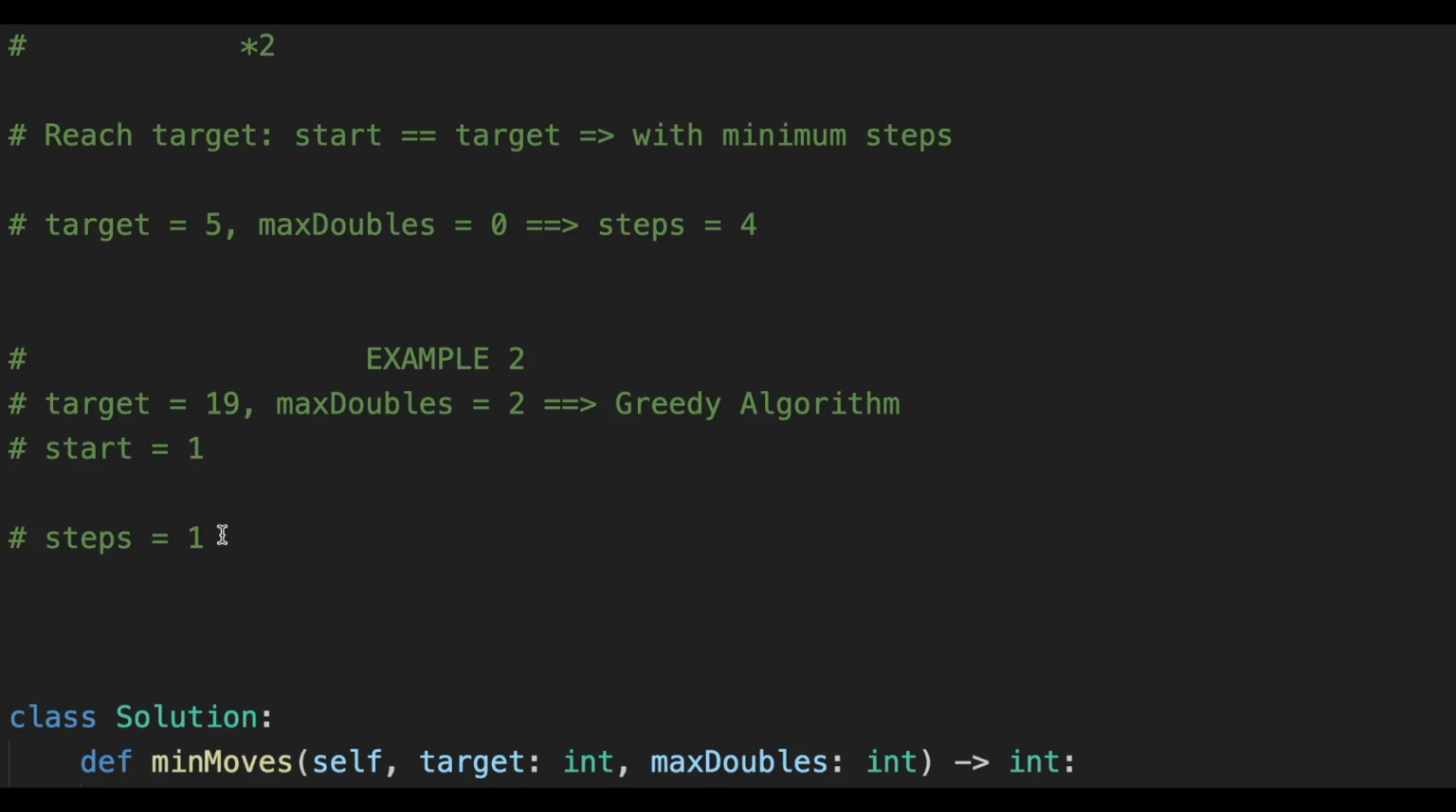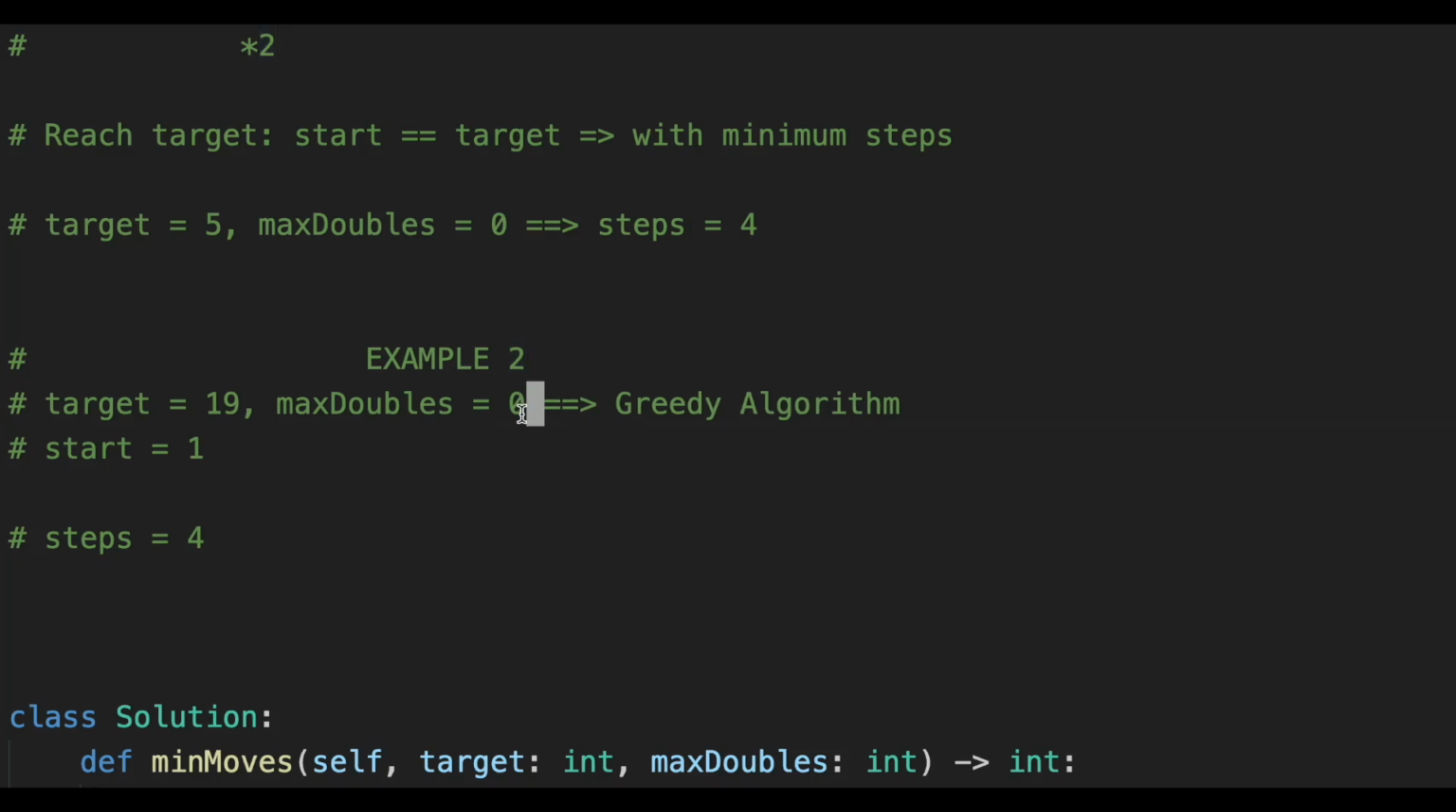Now we have 9, and we have performed 1 step by dividing by 2. 9 is also odd, so we are subtracting 1, and now we have 3 steps, and 9 minus 1 gives us 8. 8 is even, so we can divide that by 2, which gives us 4. So we have performed 1 more step. Now we have already performed 2 max doubles, so now our max doubles is equal to 0.